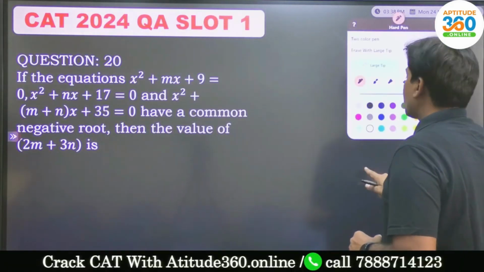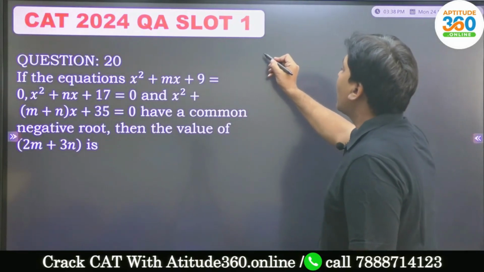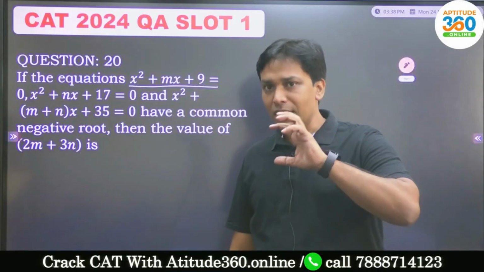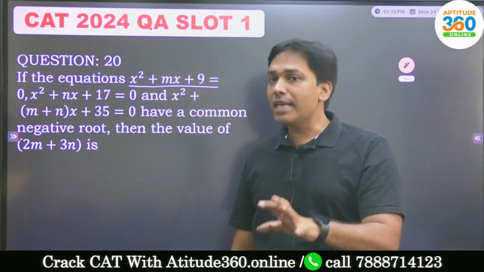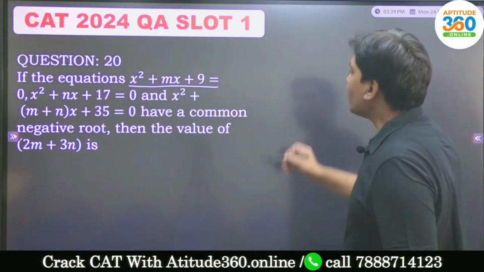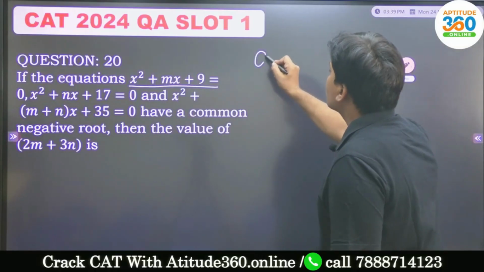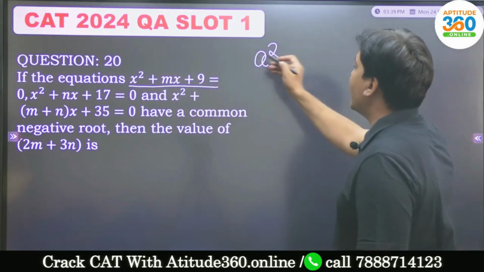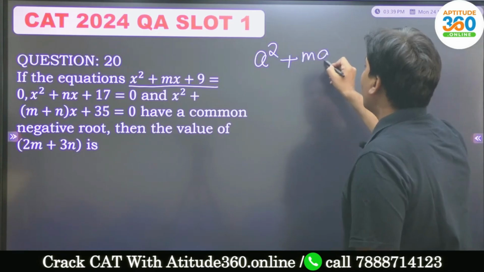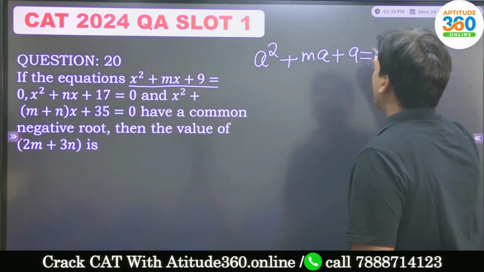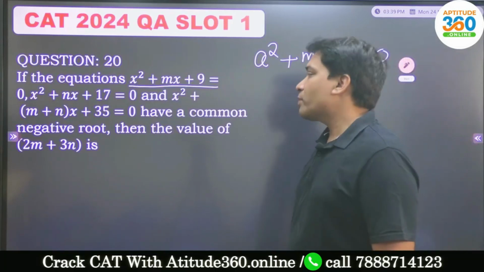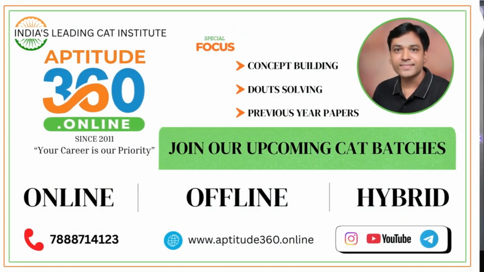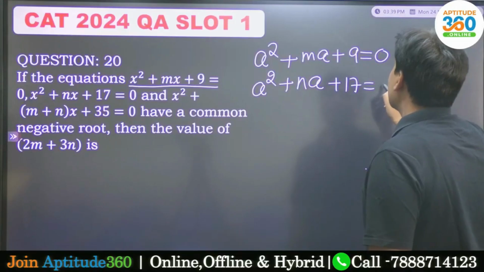How should we approach this one? Say I have got two equations. This is my equation number 1. So let us assume that a is the common root in all these three quadratic equations, right? Now the very first equation will become what? Since x equals a, it is a square plus m times a plus 9 equals 0. That is going to be your equation number 1. How about equation number 2? Because a is a common root out here, it becomes a square plus n times a plus 17 equals 0.